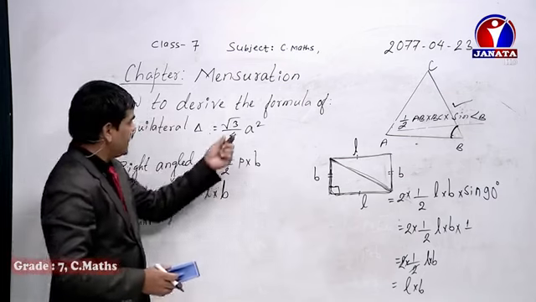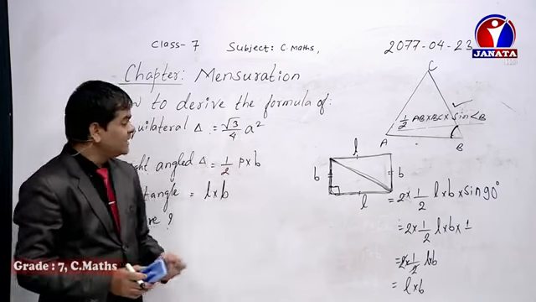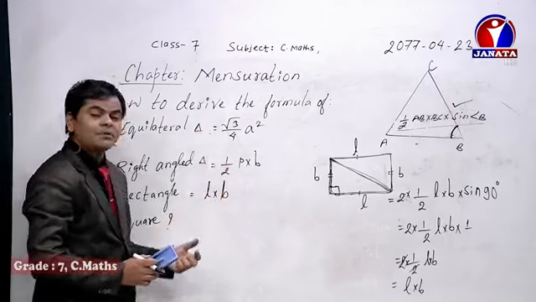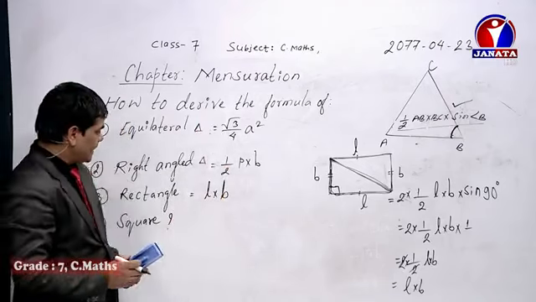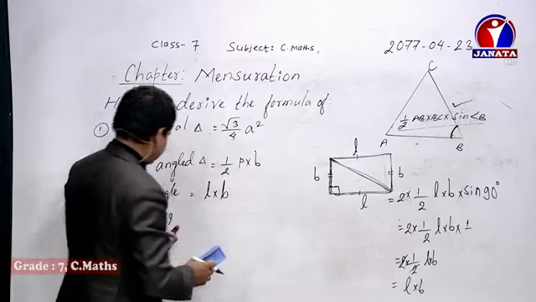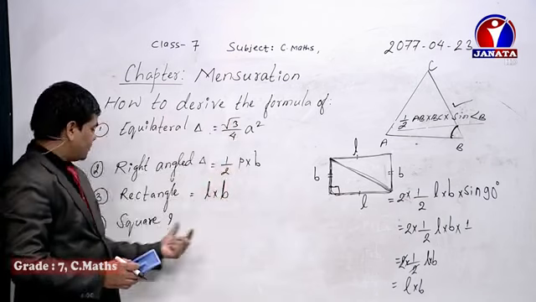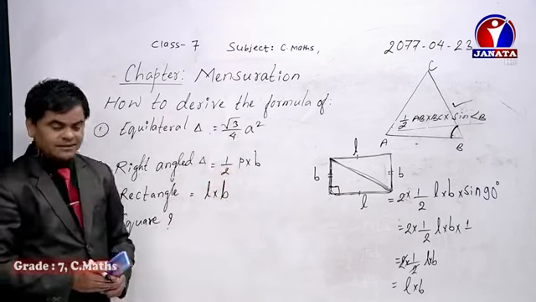Okay, to be experts in mathematics you need to know in this way. You need to be able to derive the formulas. Now let's focus on square. The last one is square. Likewise, we can derive the formula of square as well. So let's try.